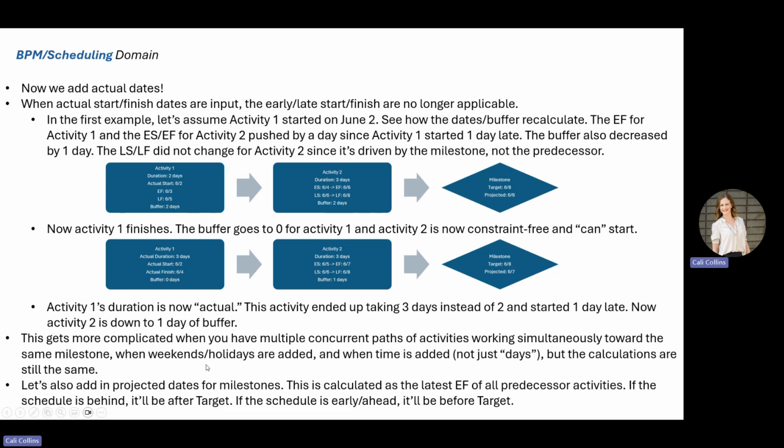This does get more complicated when you have multiple concurrent paths of activities. You could have multiple activities going into activity 2. You could have activity 2 have multiple activities after it. You could have activity 1, 2, and then the milestone. You could also have activity 1, another milestone or activity down here, and then back up into the milestone. So you can see it starts to get a little bit more complicated, especially when you start adding in weekends or holidays and you have time where you're not doing full work days, but the calculations are still the same if you go back to the principles of what we're looking at here.